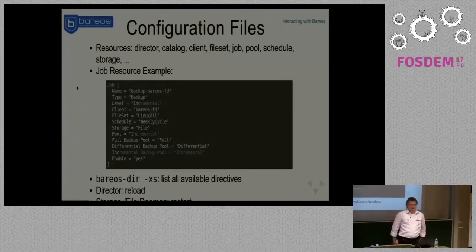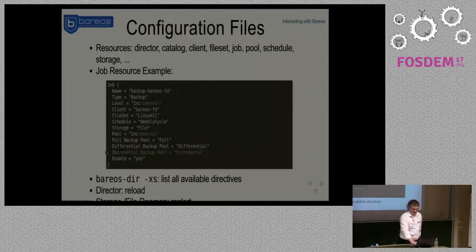As an example, I put in here the job resource. Each resource has a name, in this case backup-bareos-fd, of type backup, level incremental, and then it references other resources. It references the client's bareos-fd resource, the file set LinuxAll resource, the schedule, and so on, the different pools, and it is enabled, so you can also disable it. Oh, I missed some lines here, but okay.